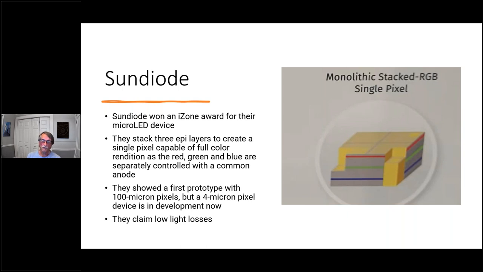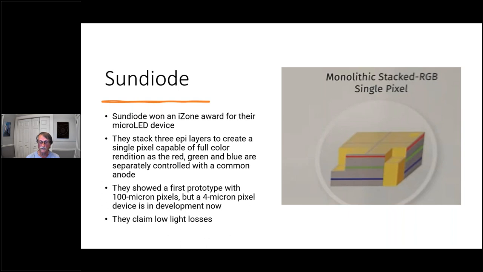So Sun Diode was one of the companies that's showing this single pixel solution, and it's stacked RGB. So the idea here is you basically take three epi layers, red, green, and blue epi layers, and you find a way to mount them literally on top of each other, and they emit through each other or through windows in that structure.